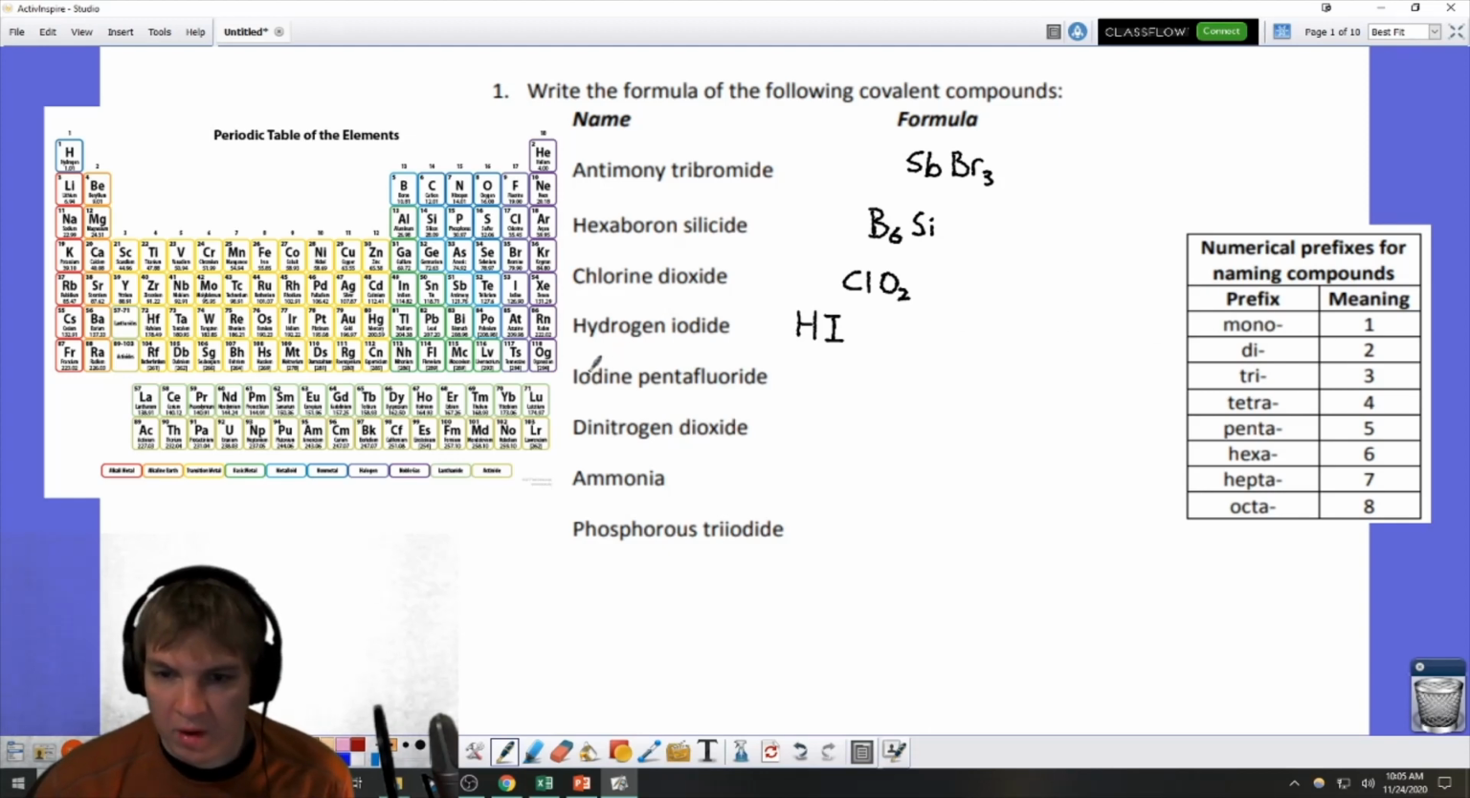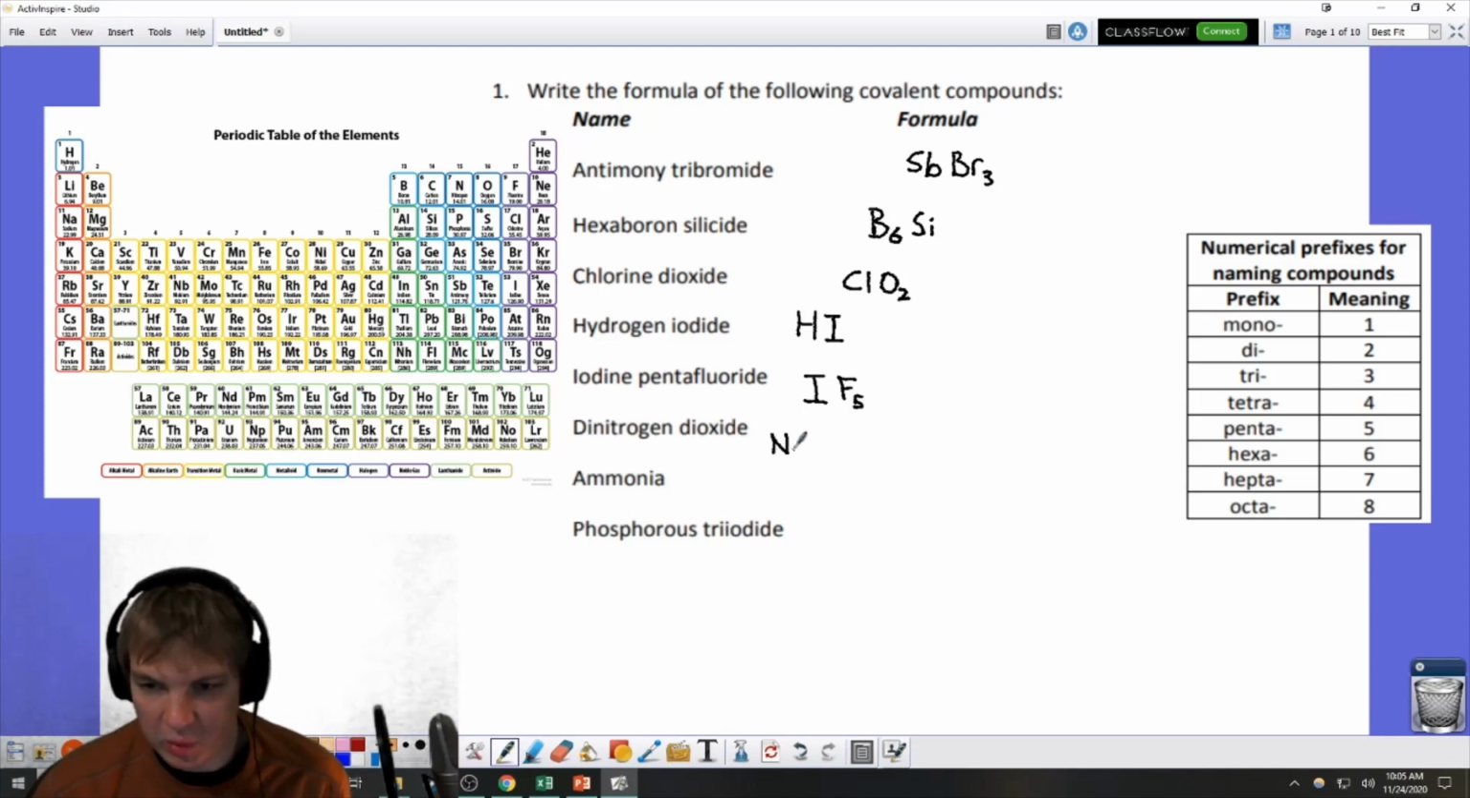Okay. Then we have iodine pentafluoride. So we have iodine and no prefix, and then pentafluoride. So here fluoride is F from fluorine, which is right there. And then penta means it has 5. All right, this one, dinitrogen dioxide. So we have nitrogen as our first element, so nitrogen. And di means that we have 2 of them. Oxide comes from oxygen. And we also have 2 of those because of that prefix.